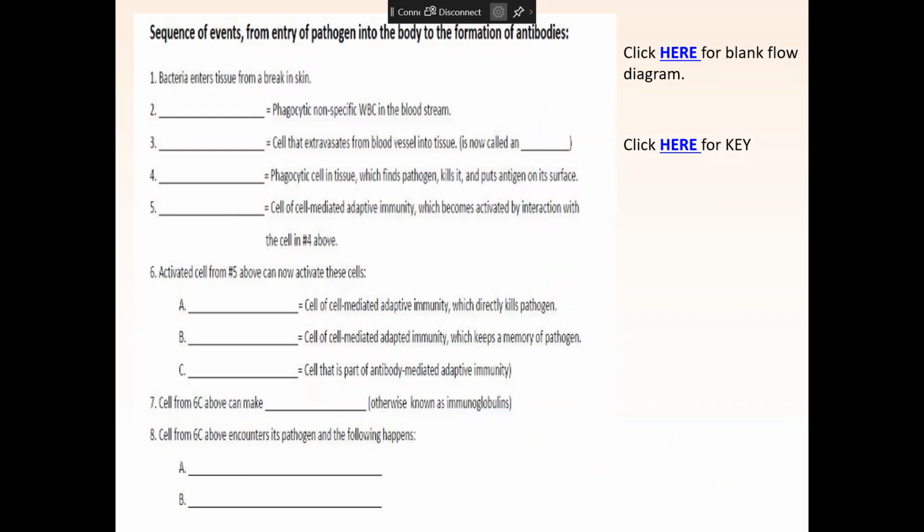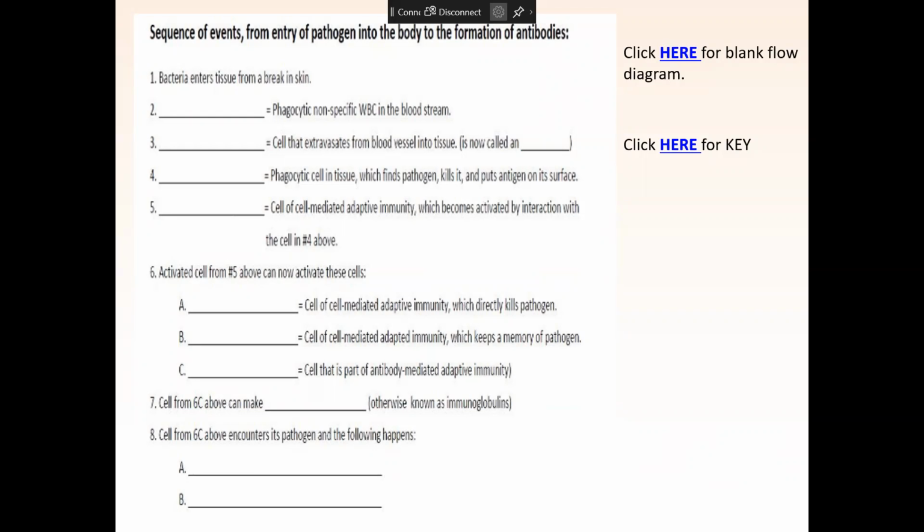Now, I have this pathway. It is the sequence of events. Now, not this upcoming exam on Monday, all right? This is going to be for a final exam, and this chapter is on the final exam. Please use this, okay? It's what happens from when a pathogen enters your body to making antibodies. Okay, so we start here. Bacteria enters the tissue from a break in the skin.